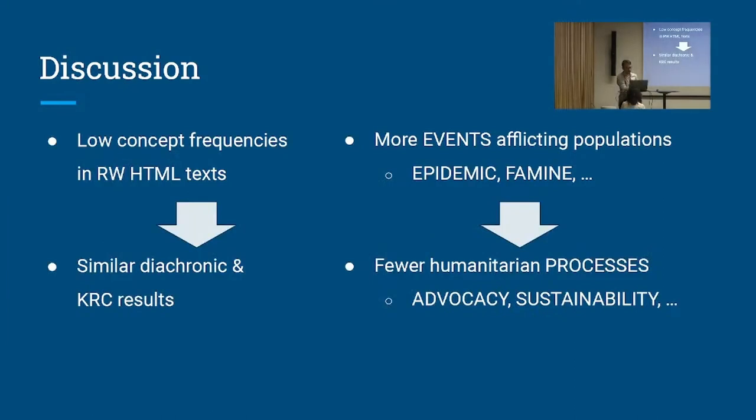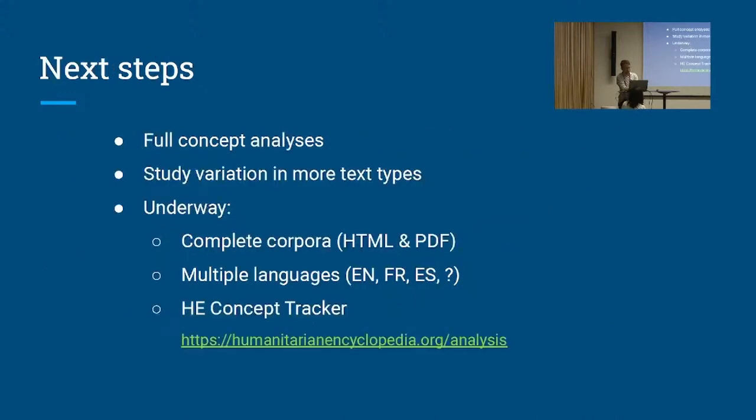So overall, we saw that the low concept frequencies in ReliefWeb HTML text was a concern, but actually when you look at the knowledge-rich context analysis, we get good data, partially because it's enormous, because it's 1 million documents, probably. And generally speaking, we saw that ReliefWeb has more interest in events that affect populations, like epidemic and famine, whereas it has less of a focus on processes, like advocacy and sustainability, other things humanitarians might talk about.